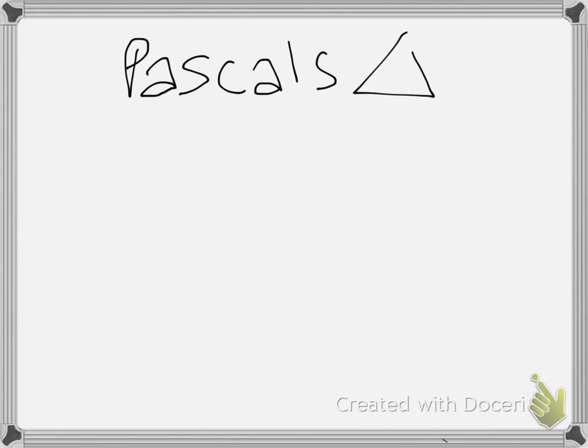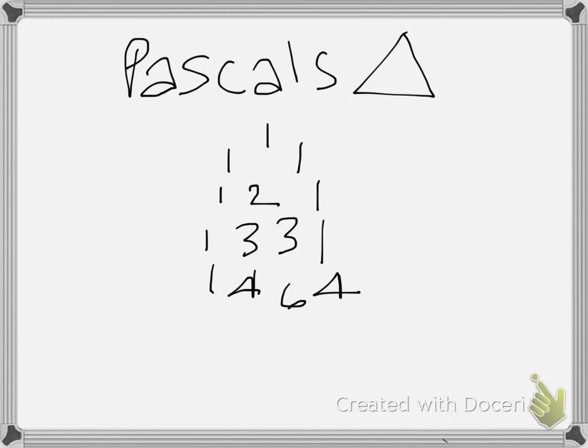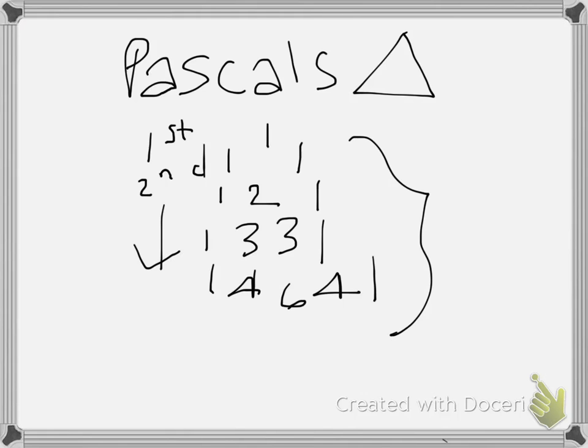Now we're going to talk about Pascal's triangle. And it looks like this. It's 1, 1, 1, 1, 2, 1, 1, 3, 3, 1, 1, 4, 6, 4, 1, and so on. And this would be the first row, the second, and it would just keep going. And the pattern here is it's just adding the numbers each time.